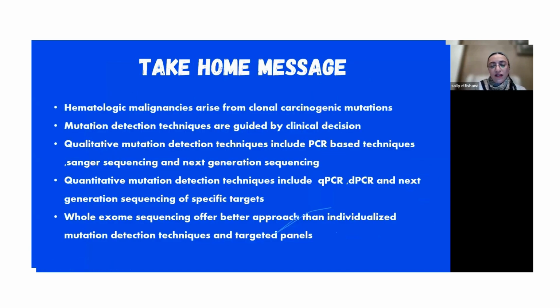So I finally finalize my presentation. I just want to ensure that you know that hematological malignancies arise from clonal oncogenic mutations. Mutation detection techniques are guided by clinical decision. So whether you want to risk stratify or follow up or detect MRD, you have to choose the technique that gives you the answer. Mutation detections, quantitative and qualitative, include the PCR-based technique, Sanger sequencing and next generation sequencing.